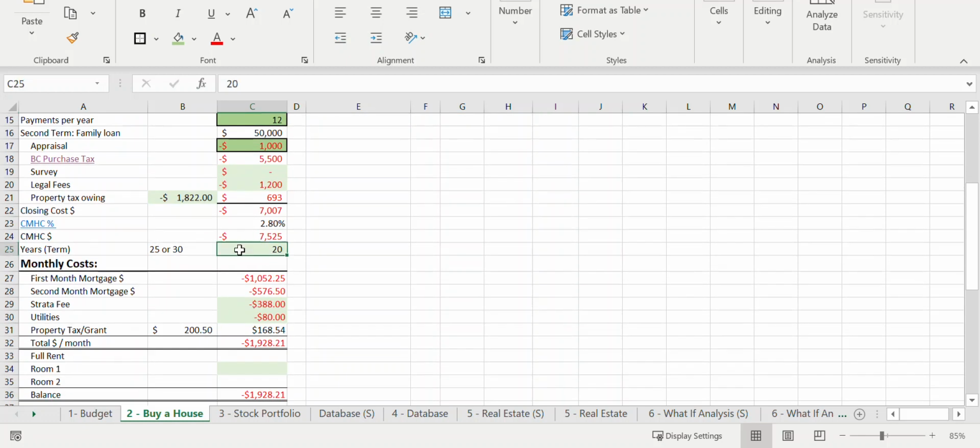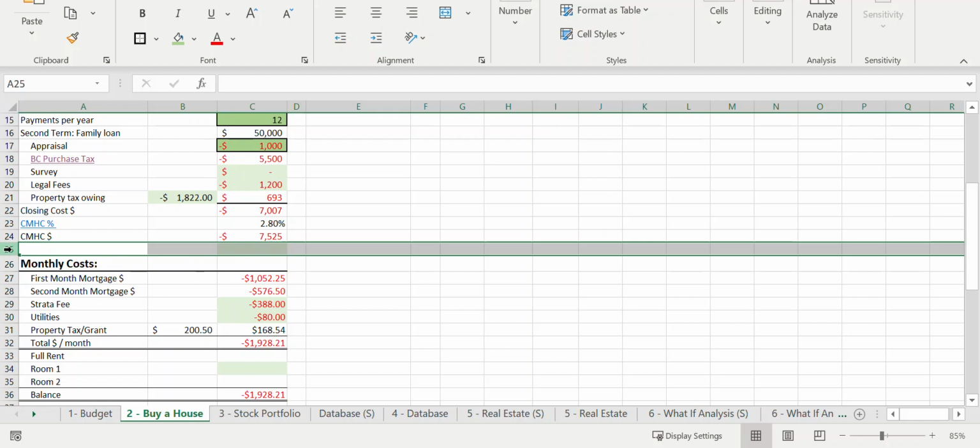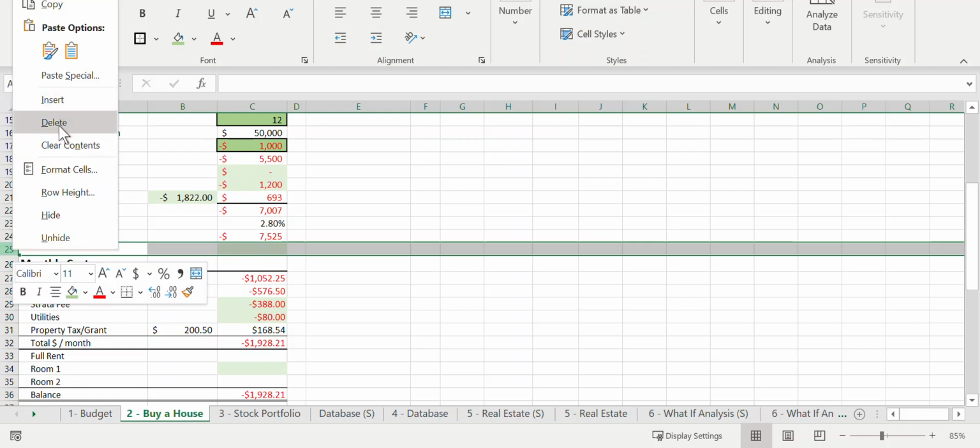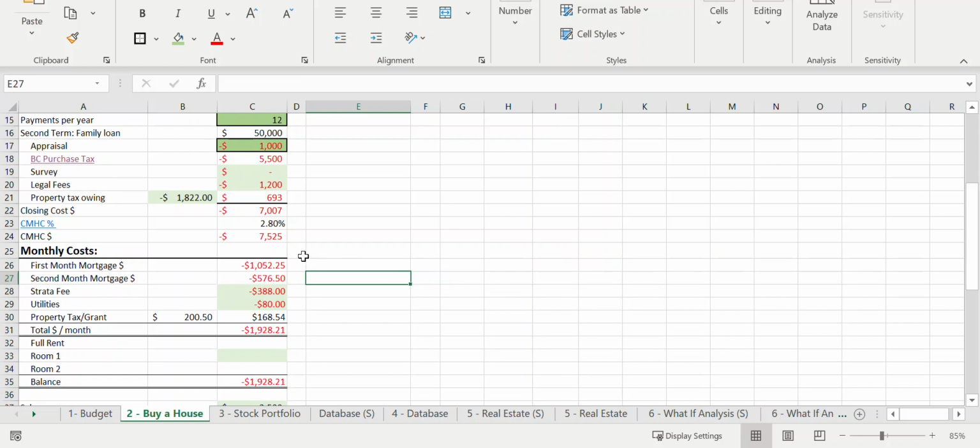All right, so this one right here, I probably don't need. I could either delete it, or I could right click on the row number and say delete. There we go. All right, so let's go down and summarize what we've been doing.